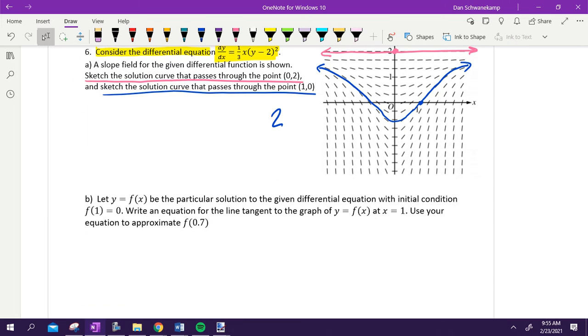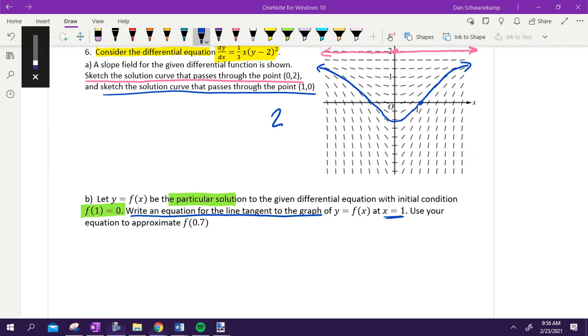Letter B says, let y equals f of x be the particular solution of the given differential equation with the initial condition that f of 1 equals 0. Write an equation for the line tangent to the graph of y equals f of x at x equals 1. Write an equation for the line tangent to the graph at x is equal to 1. Do it. That's not difficult. Talk with your neighbor if you need to.